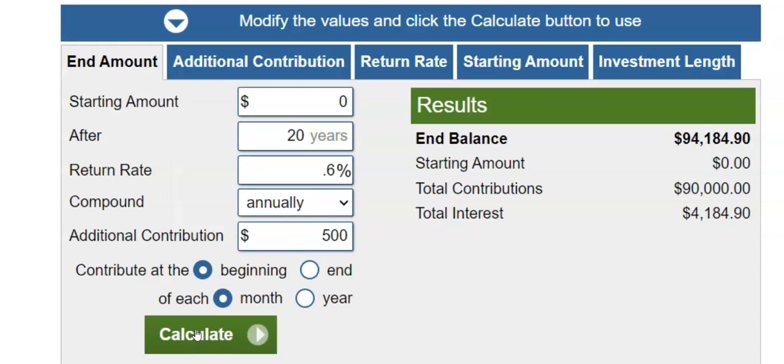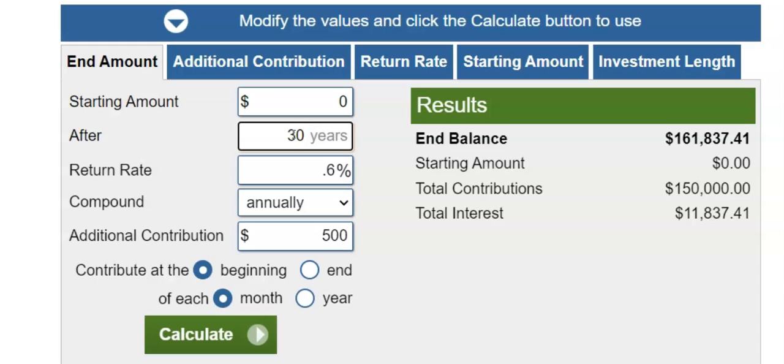Jump to 20 years. Let's calculate that. You've invested $120,000. You have $7,500 in interest. So you're at about $127,000. Let's see, we jump to 25 years. You've invested $150,000. You have almost $12,000 in interest, so you're at $161,000.